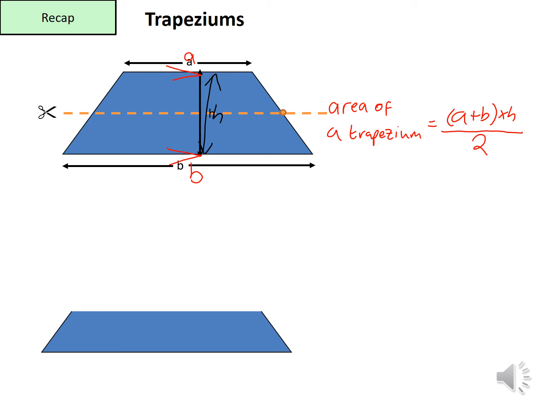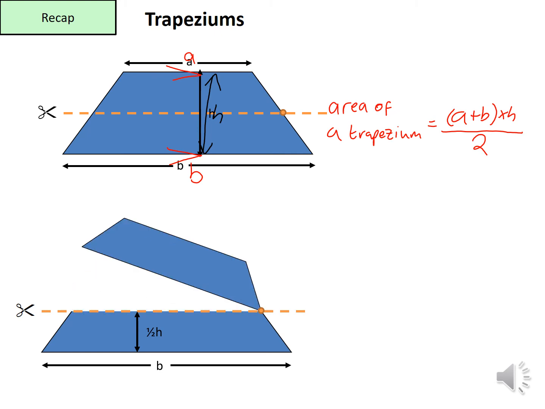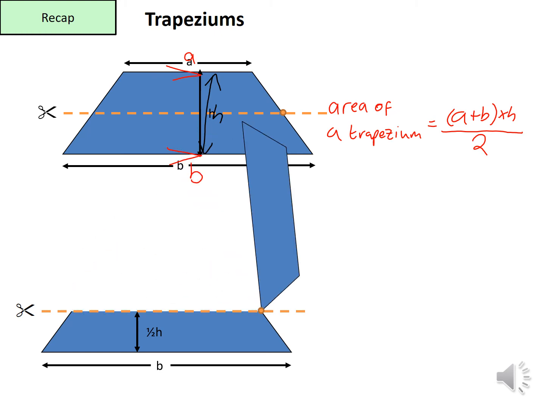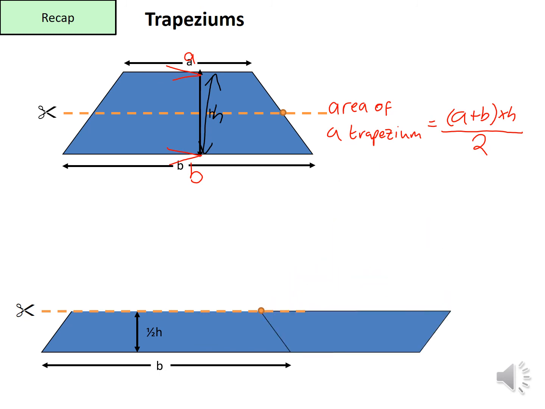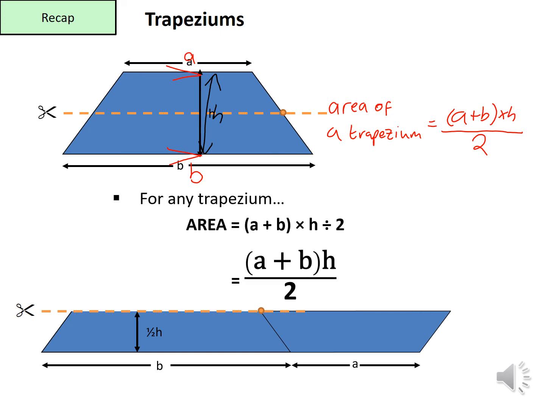And now there's a nice little animation to show you how the area of a trapezium works. If you have a look at this animation here, if we cut it in half, the height is now going to be half height. And if we rotate it all the way around, we now have a parallelogram. So A plus B times half height. Sorry, times height divided by 2.